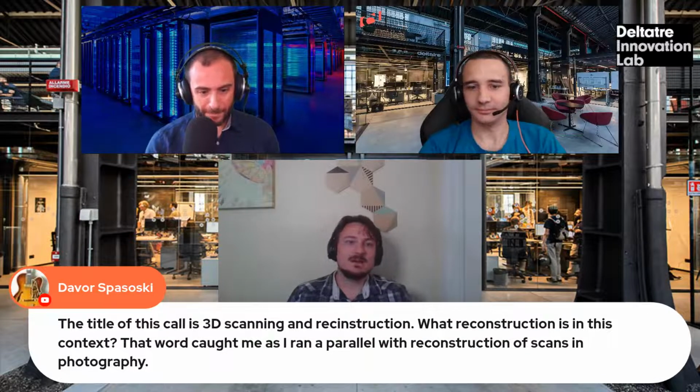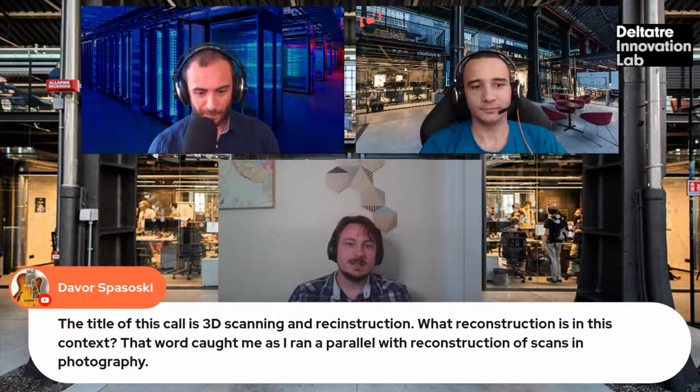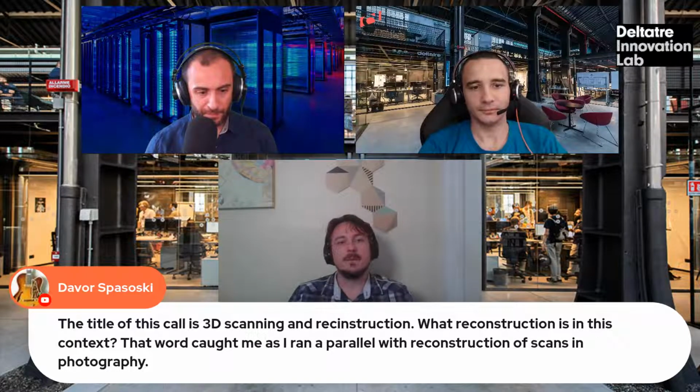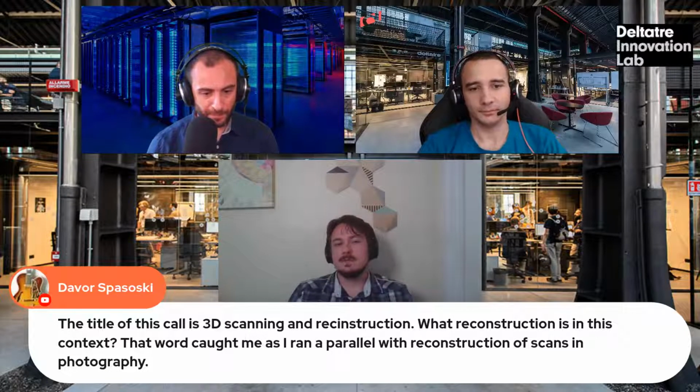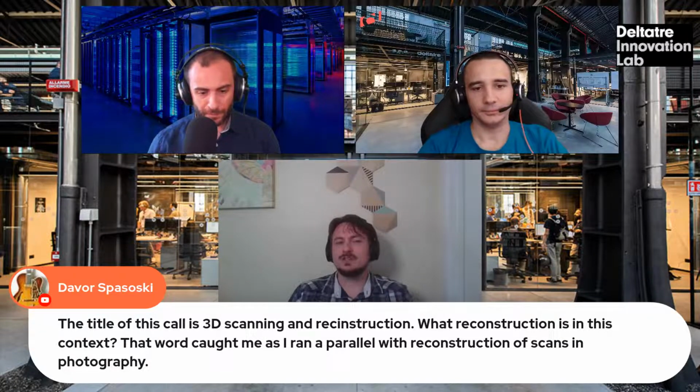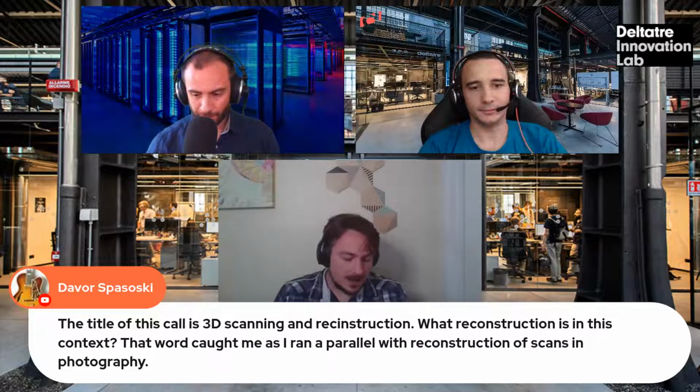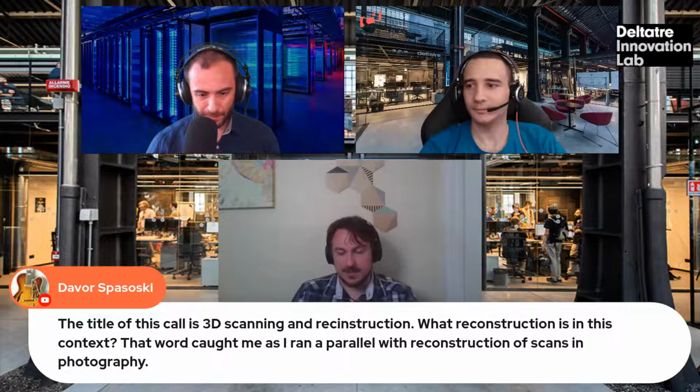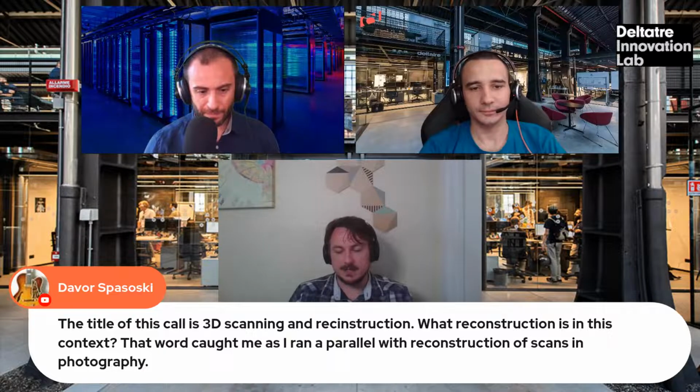Okay, so what's the next one? The title is 3D Scanning and Reconstruction. What is reconstruction in this context? That word caught me, as I ran parallel with reconstruction standing for photogrammetry. The title of this call is 3D Scanning. Okay, I see what you're saying. The reconstruction we're talking about is the generation of a three-dimensional asset, just to let people know.